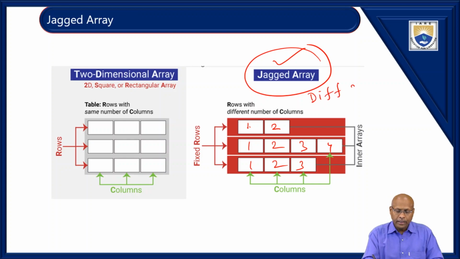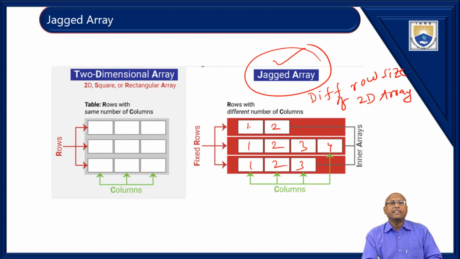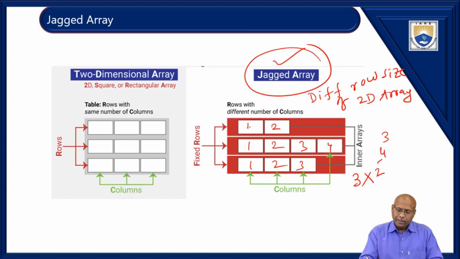Different row size of a 2D array is called a jagged array. So in this example, I have 3 rows. And how many columns? The number of columns is not fixed, but the number of rows is fixed. There are 3 rows, fine. The number of columns is changing: for the first row only 2 columns, for the second row 4, for the third row 3. Whenever the number of elements for each row is changing, that array is called a jagged array.